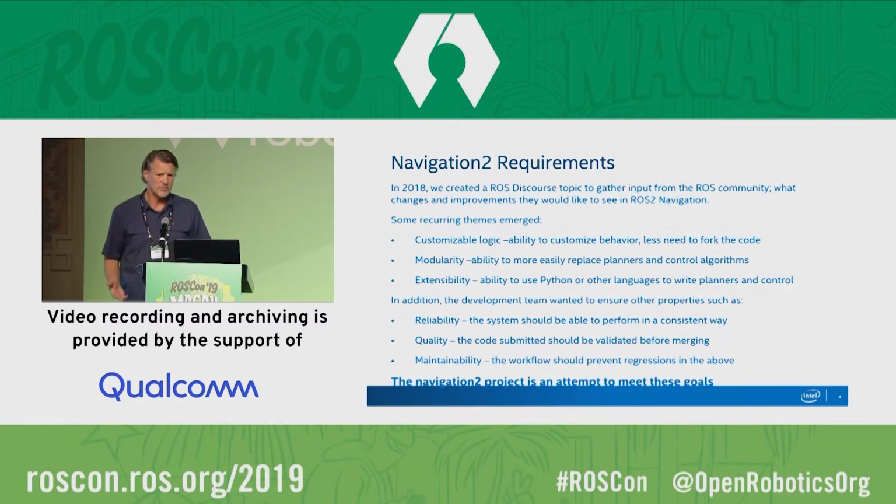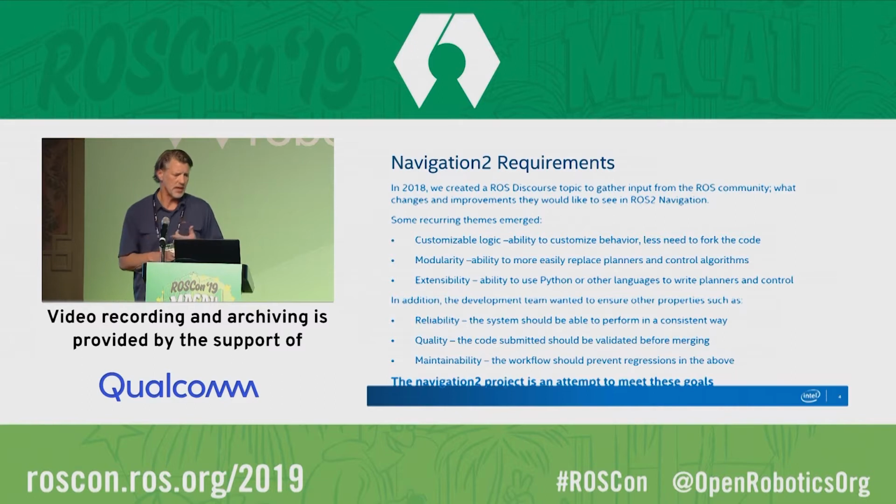To begin, we wanted to take a fresh look at things, so I posted to discourse.ros.org and asked for input from the community: what would you like to see changed or improved in ROS2 navigation versus ROS1? I got quite a few responses that were all over the board, but some recurring themes emerged from that.